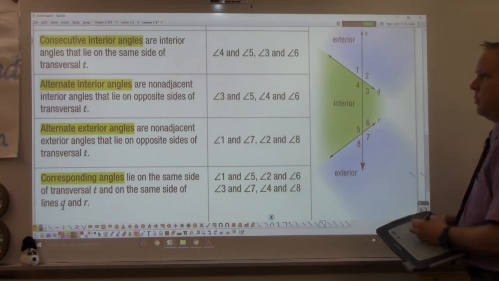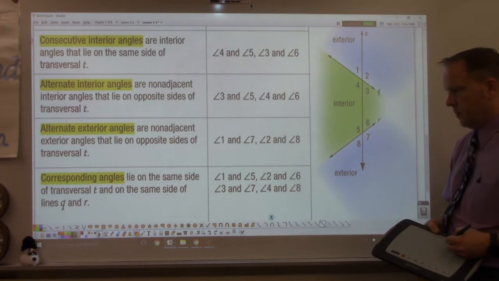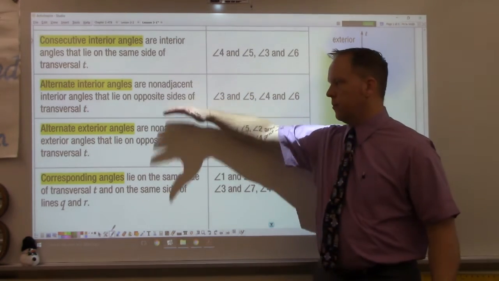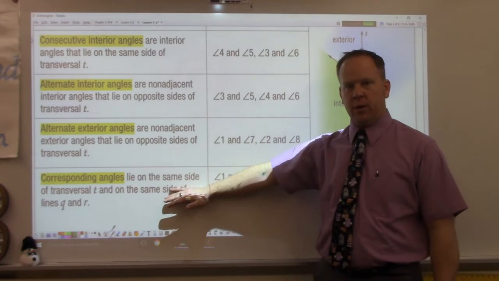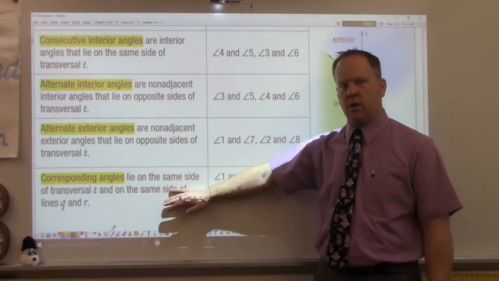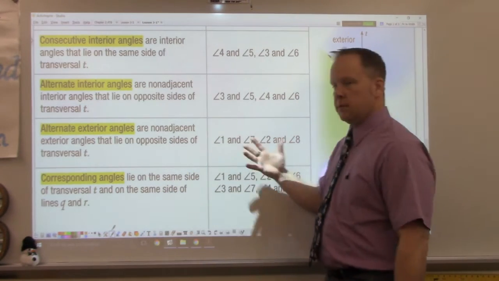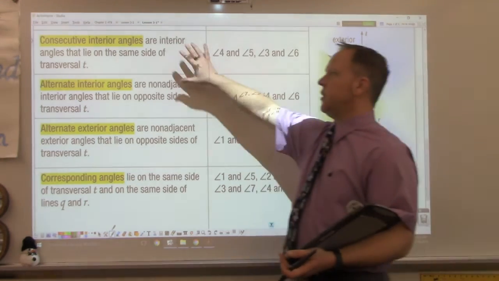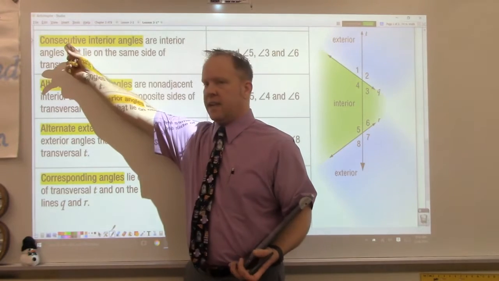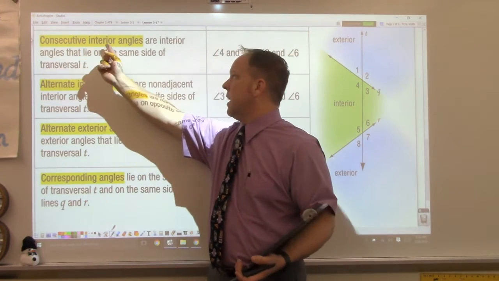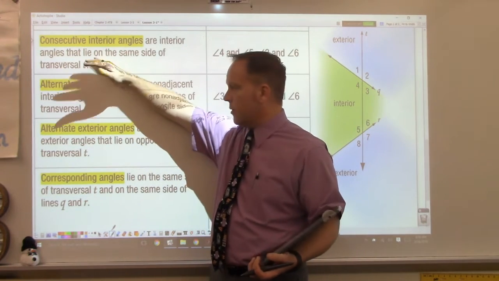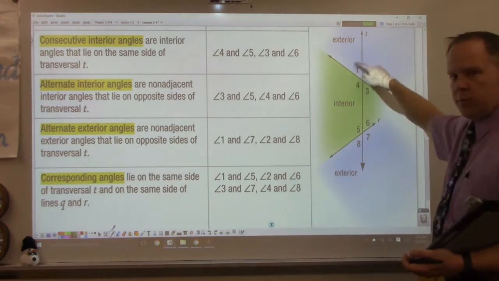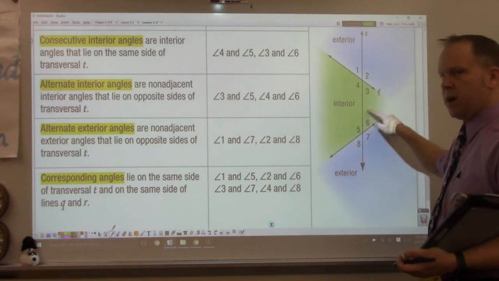There, now I can see my whole diagram a lot better. Here are the 4 main types of angle pair relationships within this chapter that we're going to talk a lot about and deal with, especially with parallel lines. Consecutive interior angles. Now notice the words consecutive, in order, and interior. When I'm talking about these 4 angle pair relationships, I'm going to take one angle from this top group and one angle from this bottom group.